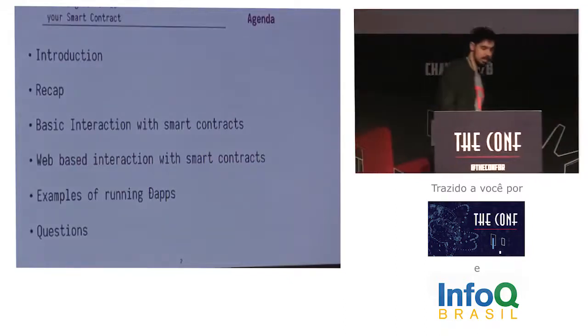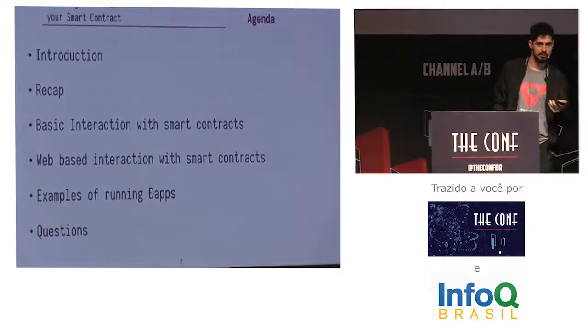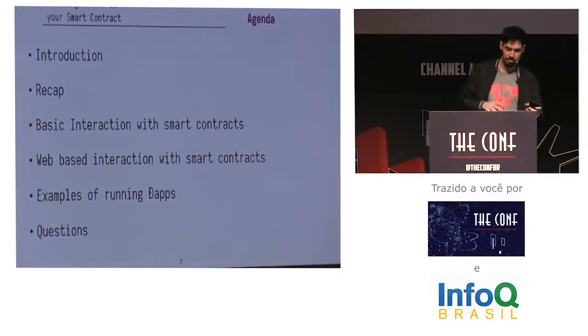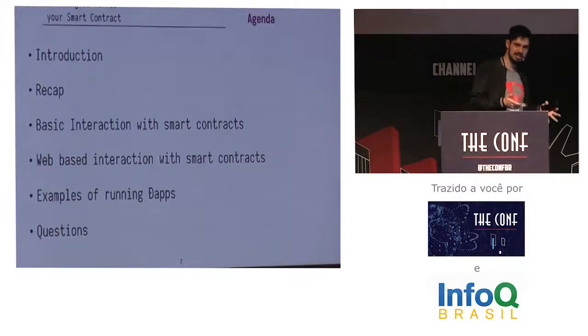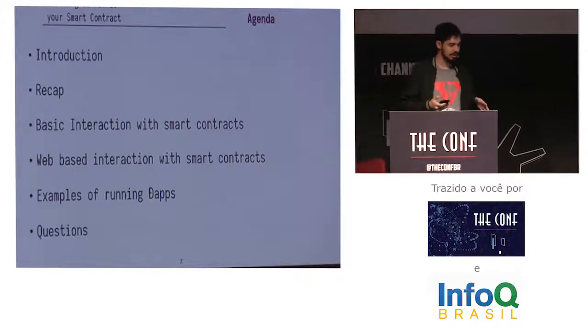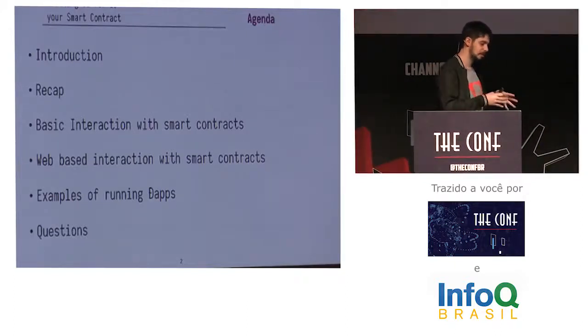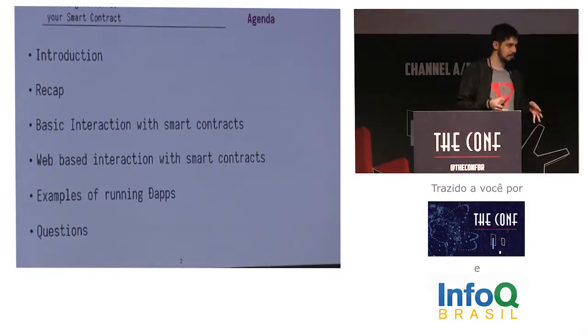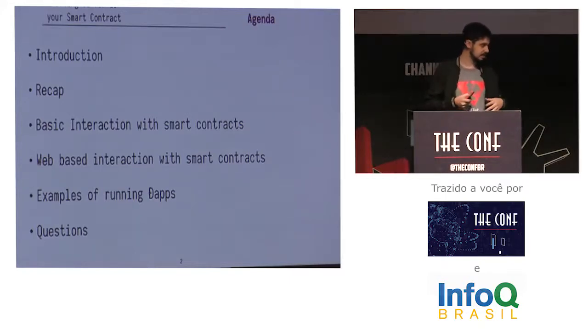So that's our agenda. We're going to do a quick intro for you guys so you get to know us better. Then we're going to do a little recap here because this is a very hard subject, so some people may not get the general idea behind blockchain. Then we're going to show you two forms to interact with smart contracts. One will be the most basic one that basically works with clients, and then we're going to show some web-based experience for you guys. Later on, we're going to show you running dApps in production because there are already decentralized applications running right now, and then we will open some time for questions.